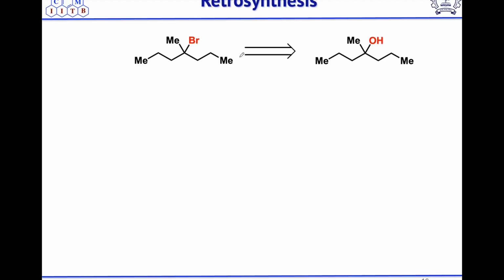In the forward synthesis we will see how we can get it. Now this tertiary alcohol, how can we get it? For this tertiary alcohol, basically this C-C and this C-C disconnection.